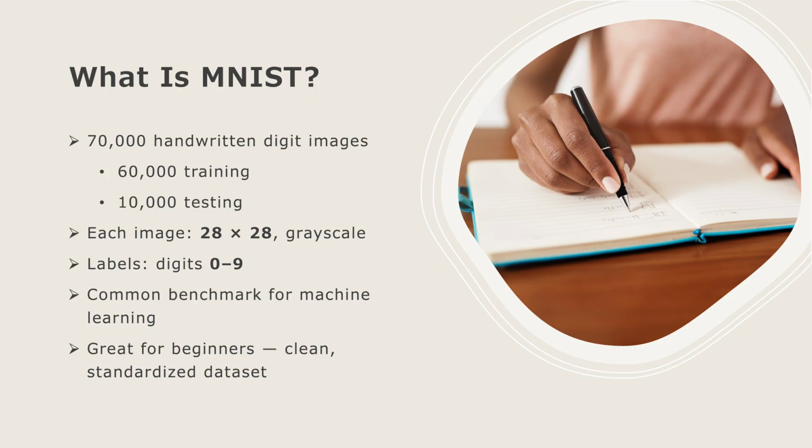The labels in MNIST are simple, just the digits 0 through 9. This dataset is extremely popular because it is clean, easy to work with, and standardized. For beginners, MNIST is an excellent starting point for learning how to build, train, and evaluate neural networks.